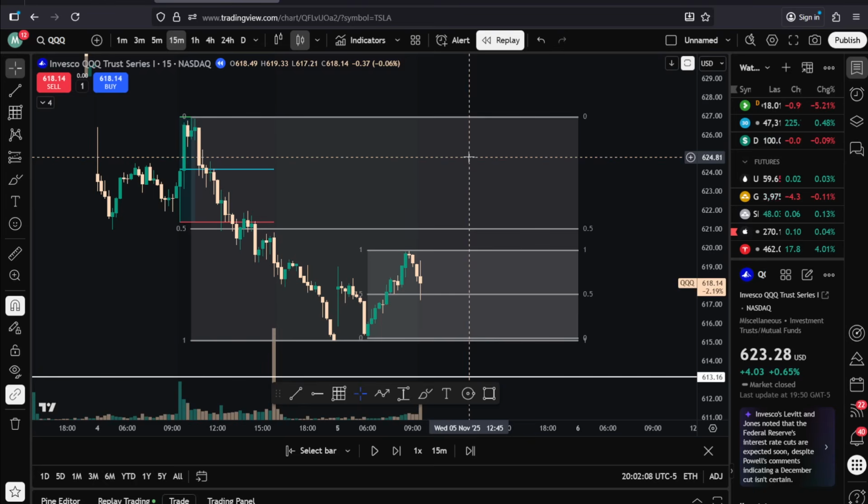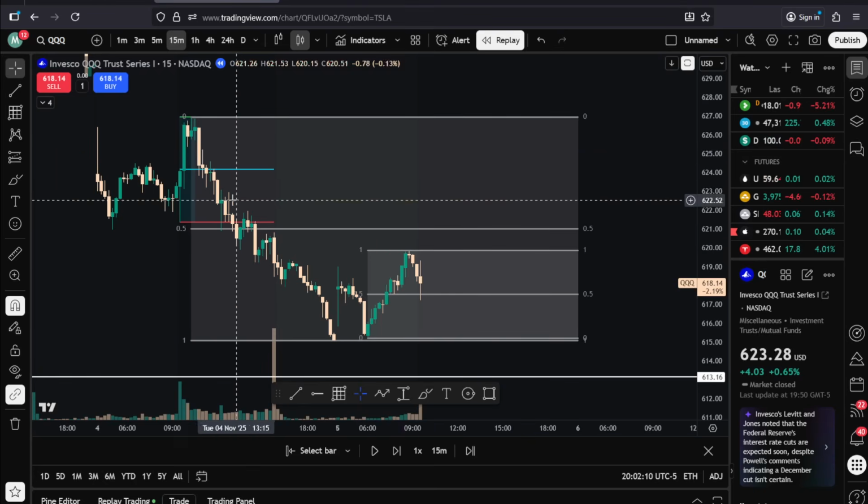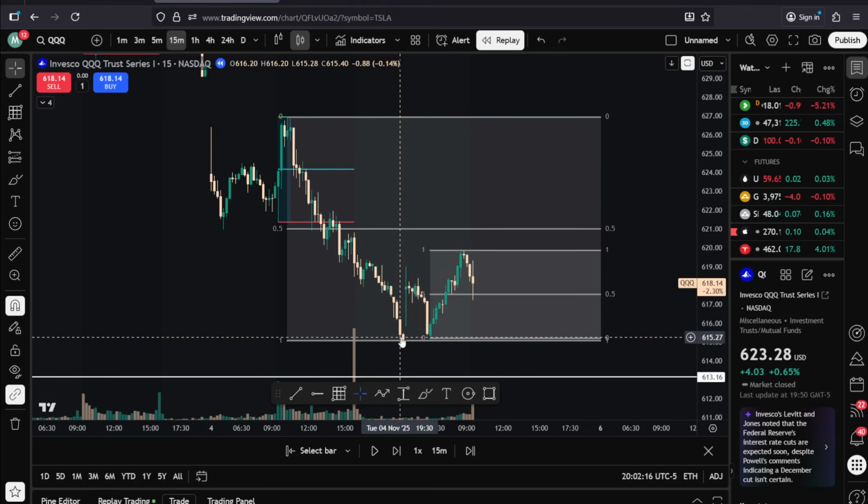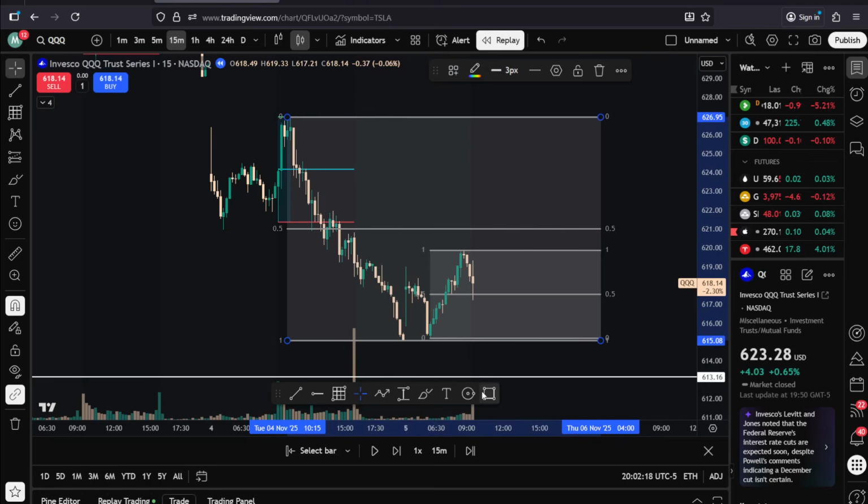The next thing that I did was I noticed that we are within the previous day's range. Previous day's range, our high was at 627.07 and our low was at 615.08. Excuse me, our high was at 626.95. The low was at 615.08.